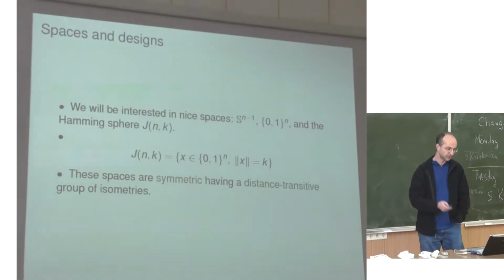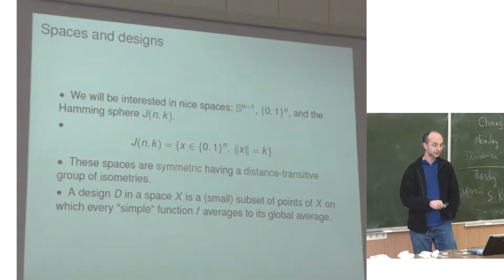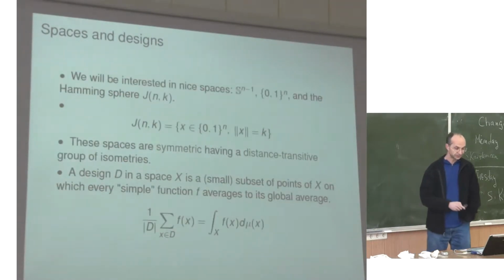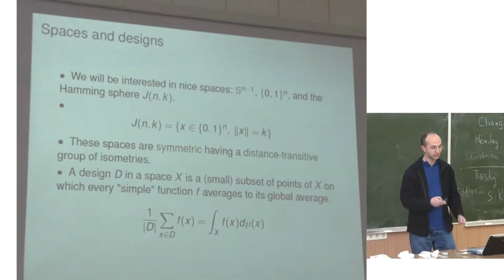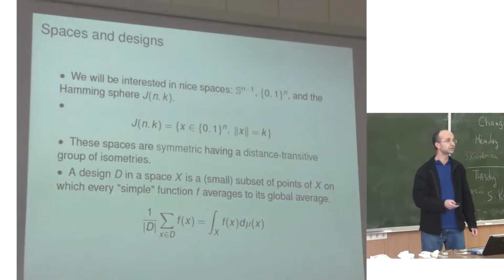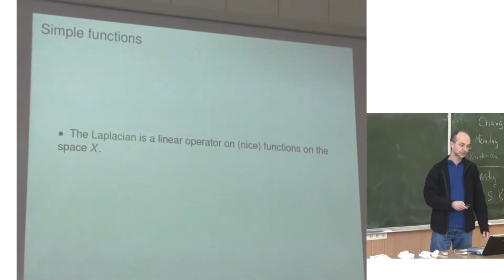All these spaces are sufficiently symmetric, and a design is a small, definitely finite, subset of points in the space on which every simple function averages to its global average. I need to tell you what a simple function is. Just to say it formally, we want a set D such that the average over the set of every simple function equals the integral of the function with respect to the normalized invariant measure of the space. Okay, so what's a simple function?